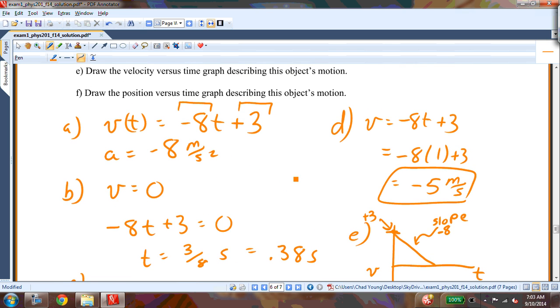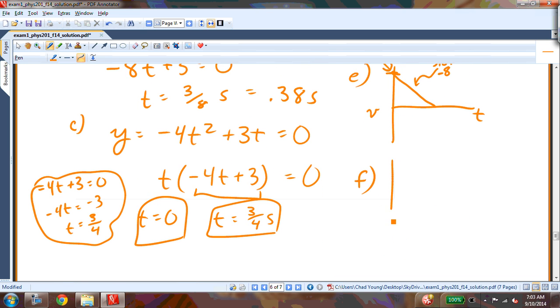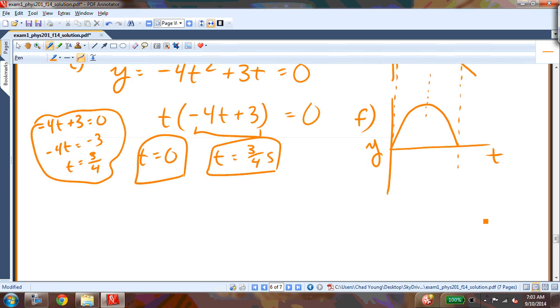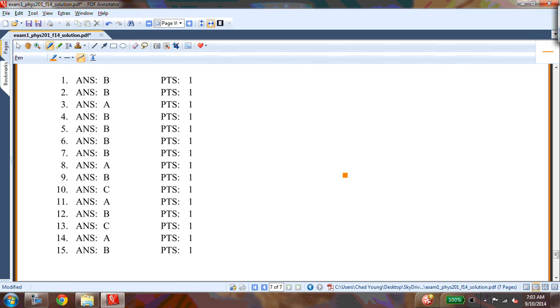And then f, draw the position versus time graph. It initially has a positive velocity. And actually, if you draw this all the way to the end, it's going to look like this, if this is something going up and then coming back down again. So the position versus time graph will look like this. We've seen these graphs. It has a 0 velocity right here. It has a big positive velocity right here and a big negative velocity right here. So that is the position versus time graph. And I believe that's it. There's the multiple choice answers.